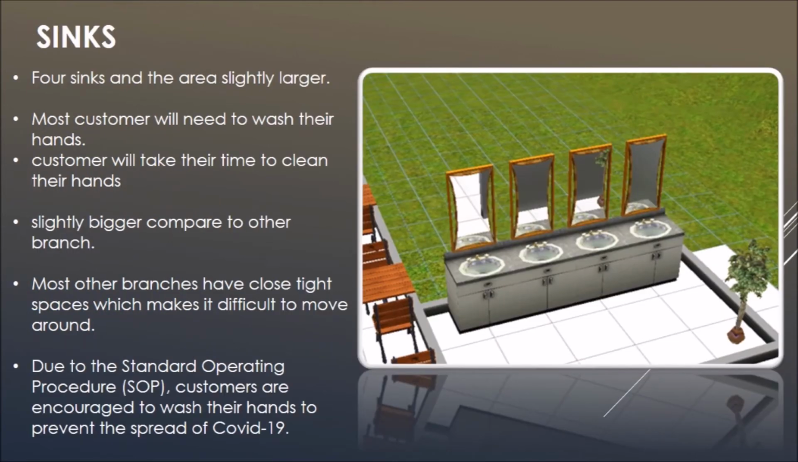One of the layout changes that we suggested is the sinks. Usually the sink area only has 2 sinks, but the layout we suggested has 4 instead of 2. Most customers will want to wash their hands after eating KFC, and this can cause inconvenience if they have to wait for 2 persons to wash their hands. Having 4 sinks can slightly increase customer satisfaction since they don't have to wait.